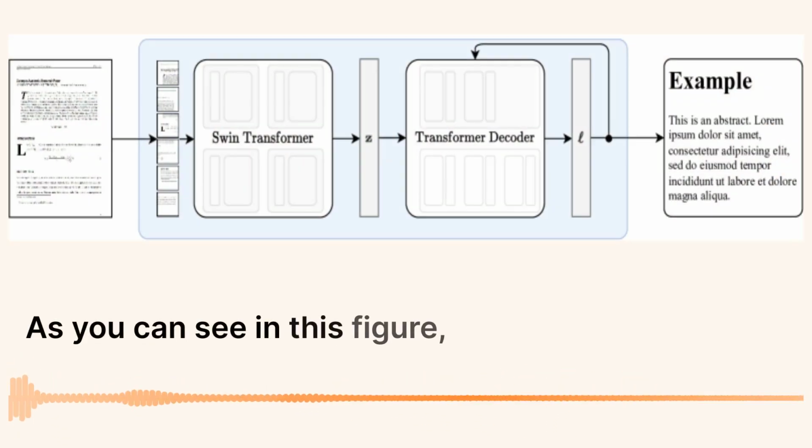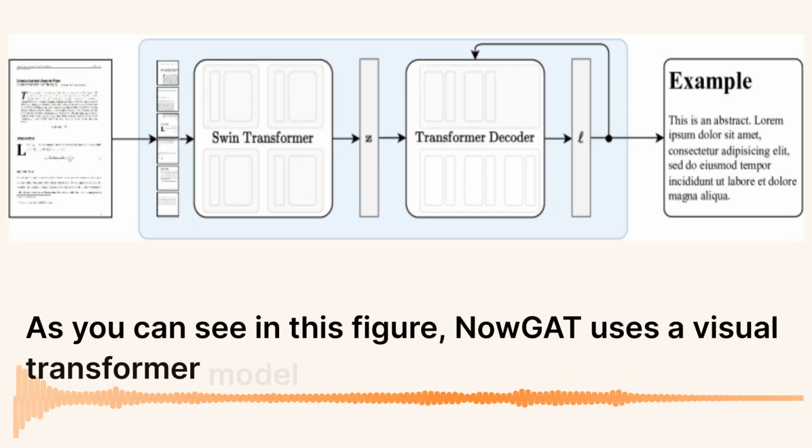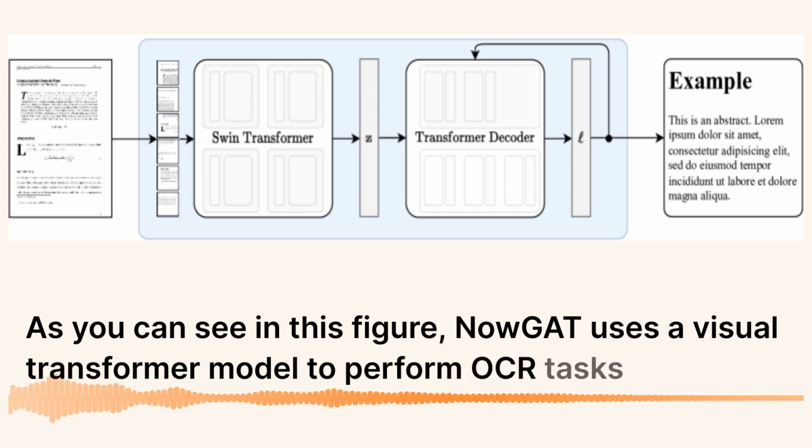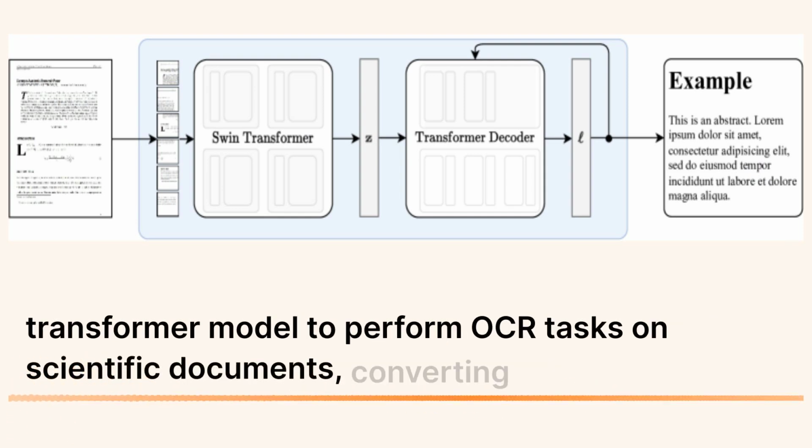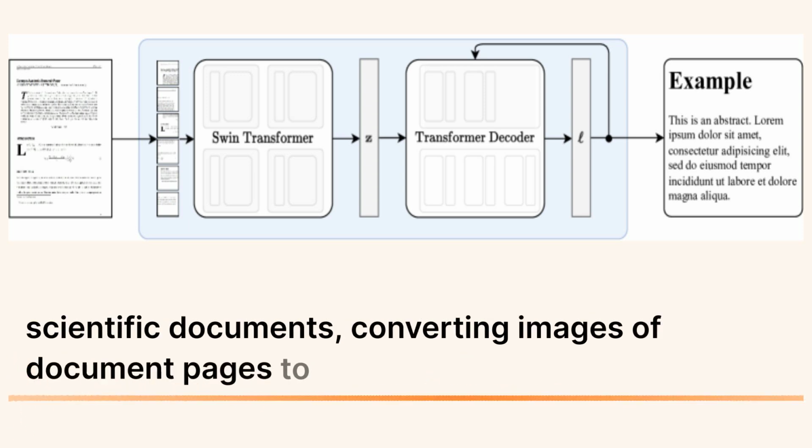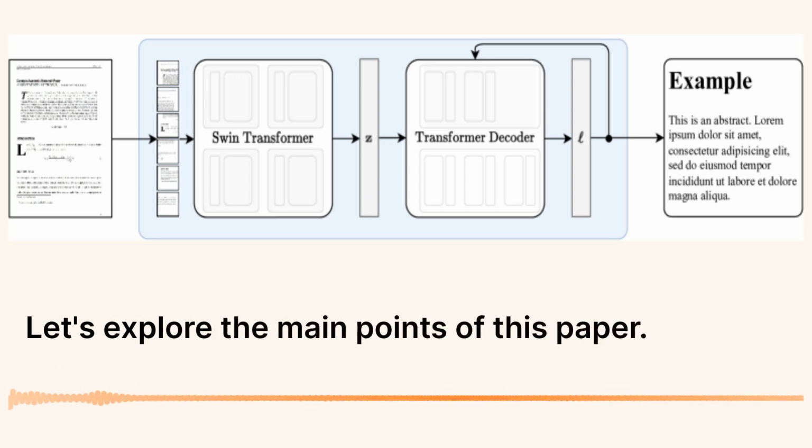As you can see in this figure, Nougat uses a visual transformer model to perform OCR tasks on scientific documents, converting images of document pages to formatted markup text. Let's explore the main points of this paper.